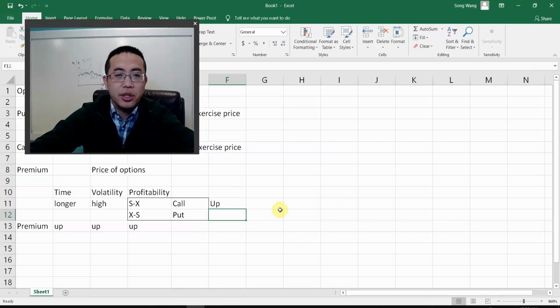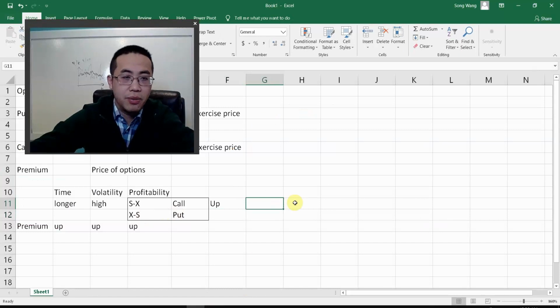Or you can just remember, for a call option, when the spot rate is going up, the call option becomes more valuable. And when the spot rate is going up, the put option becomes less valuable. And that drives the premium down.